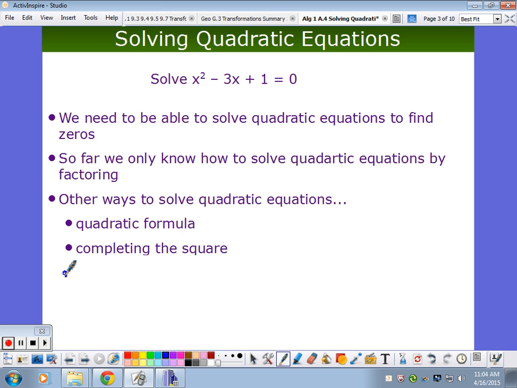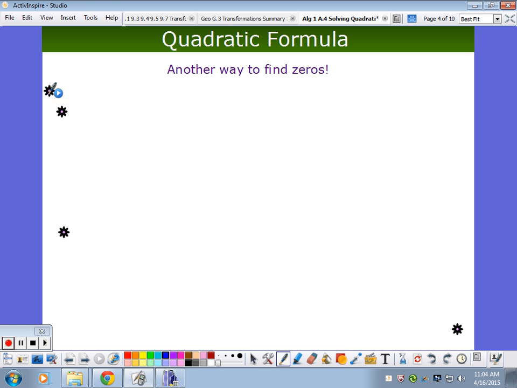Calculator is there. That's true. But we're going to look at some other algebraic ways. This one today, this one next time. Love this. This is awesome.